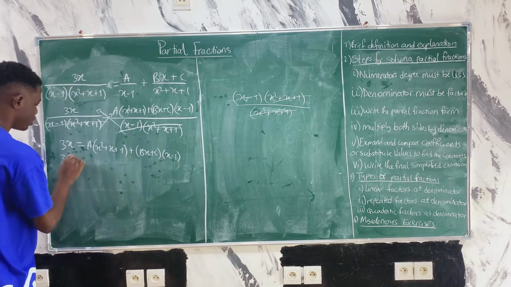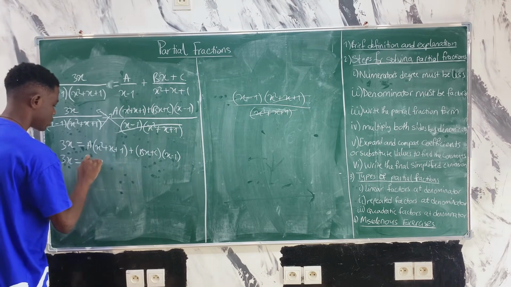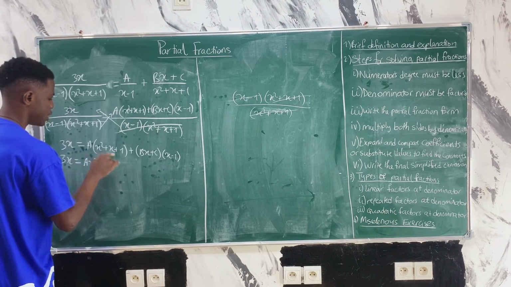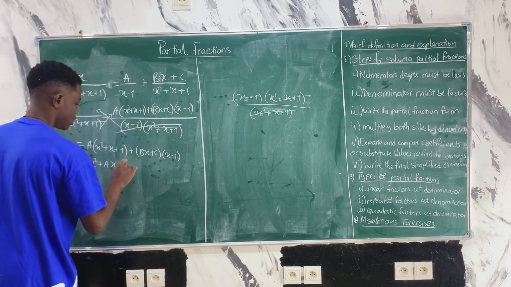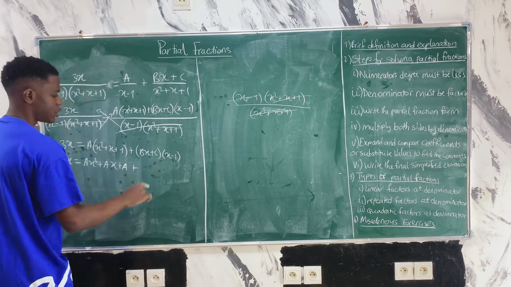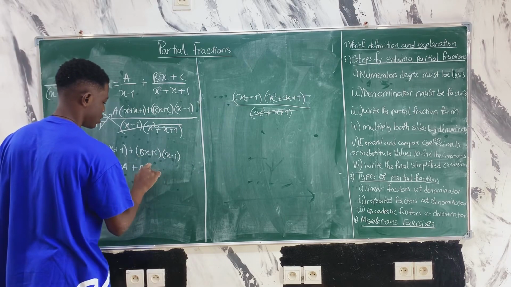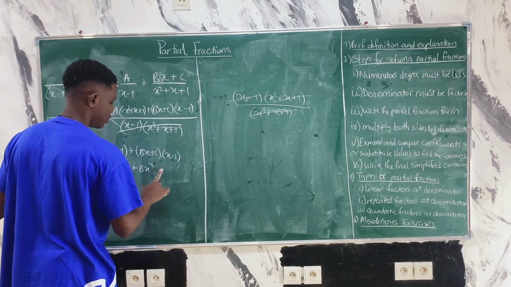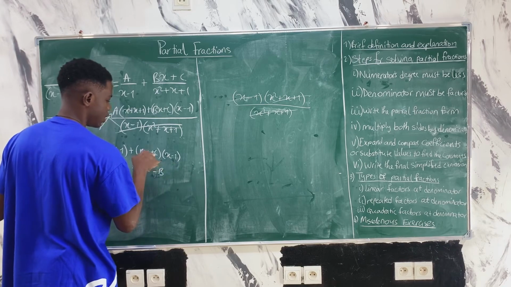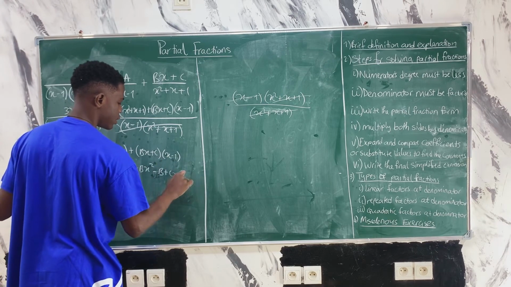So I'll have 3x is equal to a times x squared is ax squared, plus a times x is ax, a times 1 is a, plus bx times x, plus bx times minus 1 is minus b. Then c times x is plus cx, c times minus 1 is minus c.